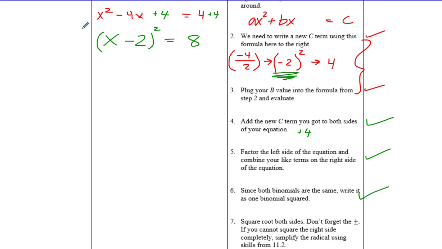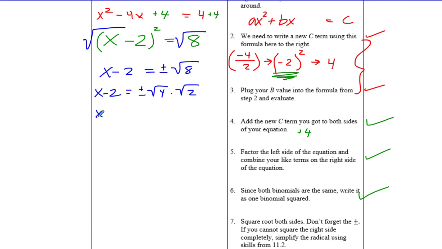Now it wants us to square root both sides. So I square root this side, I square root this side. I'm going to be left with x minus 2. And then I got a positive square root of 8. Can I simplify this plus or minus radical 8? I sure can. We know that 4 goes into 8 2 times, so I'm going to have plus or minus radical 4 times radical 2, and this will reduce to plus or minus 2 radical 2. Okay?